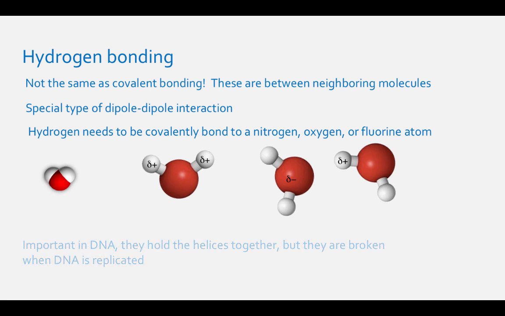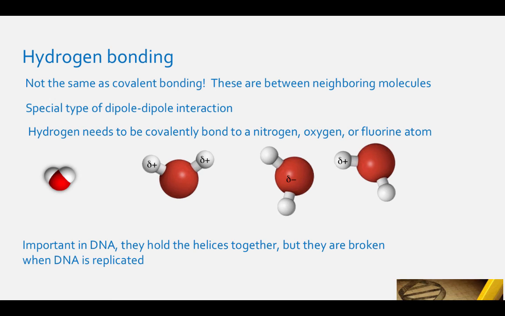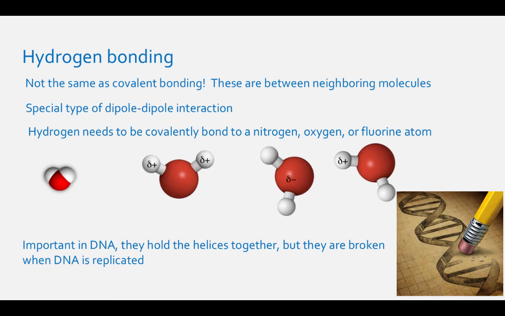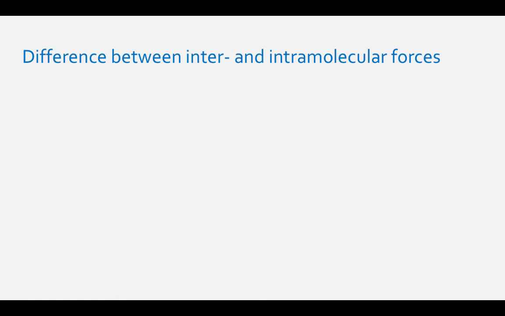Hydrogen bonding is very important in DNA molecules because they hold together the two strands of the double helix. But hydrogen bonding is only an intermolecular force, not a much stronger intramolecular force. So they can be broken, which happens every time DNA is replicated. The difference between intermolecular forces and intramolecular forces is that intermolecular forces are much weaker because they are between neighboring molecules.